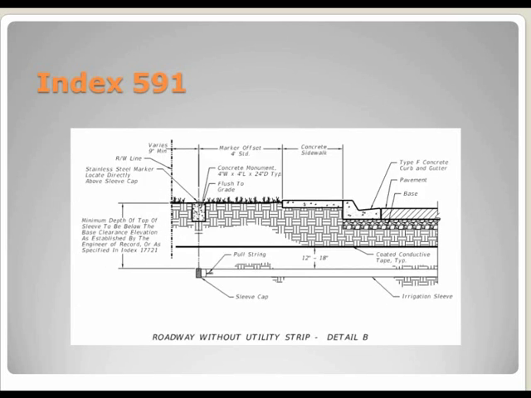Detail B is for roadways without utility strips. Again, you can see the sidewalk is adjacent to the back of the curb or gutter, and then you have your actual strip out to the side here, and then you have your concrete marker. These markers are intended to mark the end so that when they come through and install an irrigation system, they'll be able to locate the ends of the irrigation sleeves and use the pull strings to get the actual irrigation to go through.